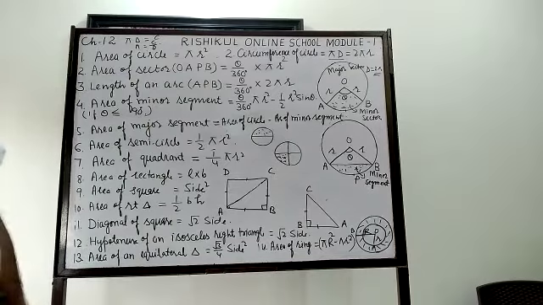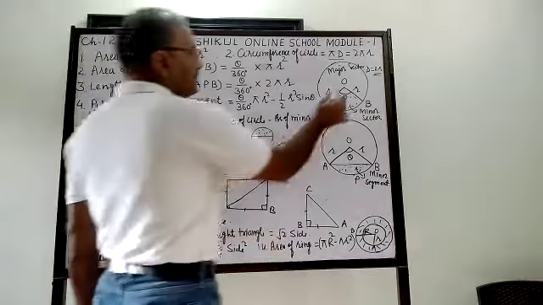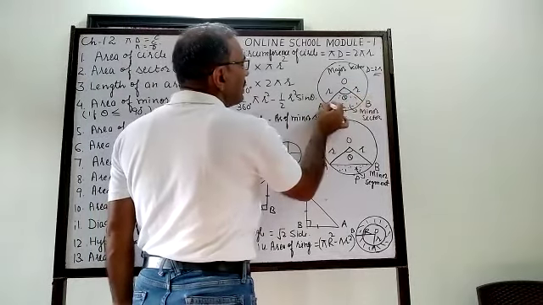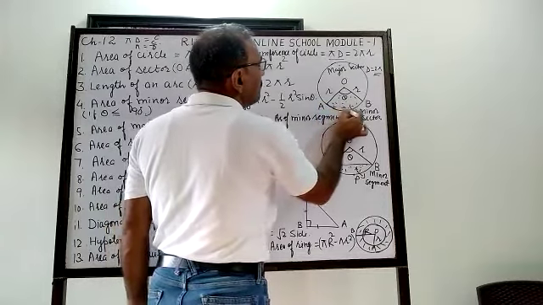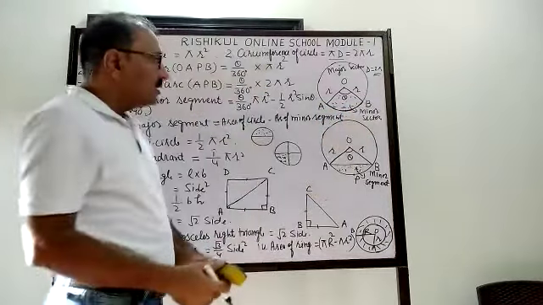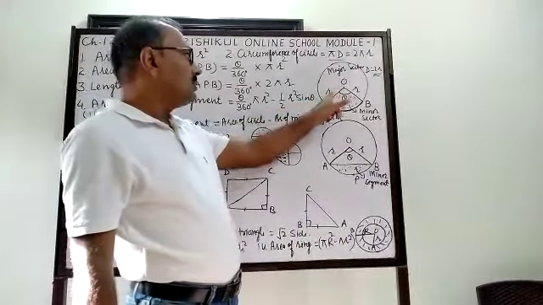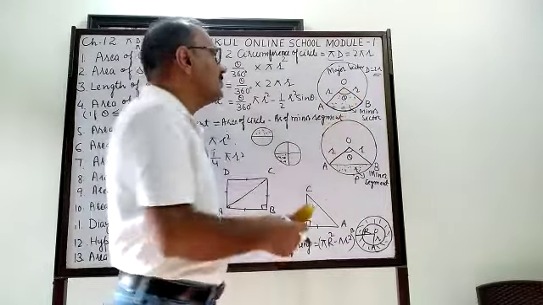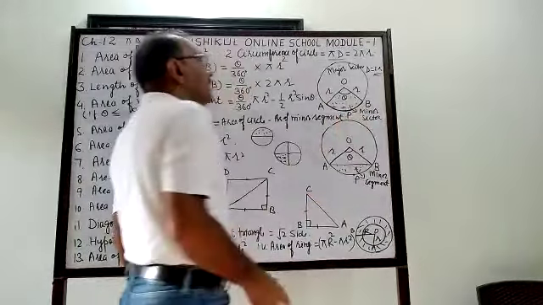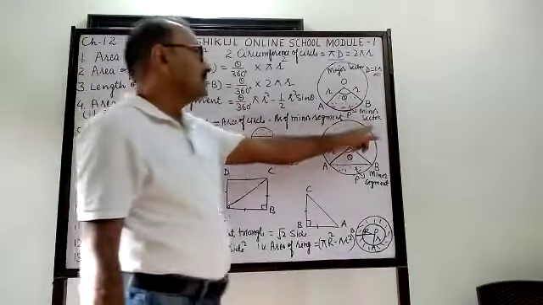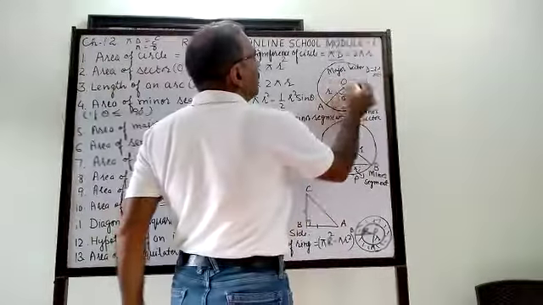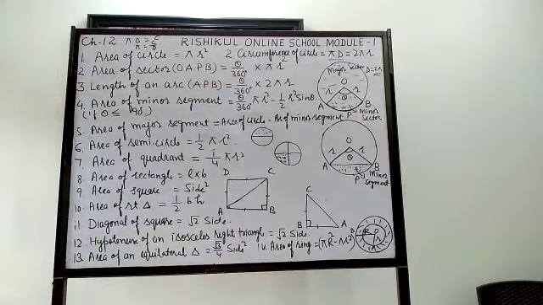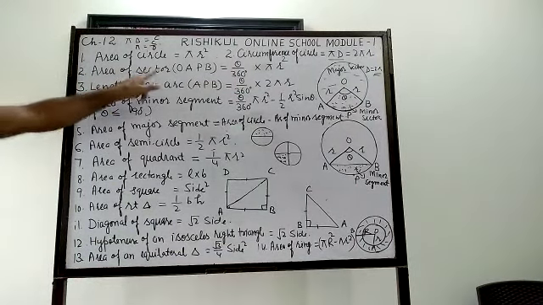Now next one is area of the sector. First of all, what is a sector? The sector is the area bounded by these two radii and this corresponding arc. Arc means this APB, it is an arc. The area bounded by two radii and the corresponding arc, OAPB, is called the minor sector, and this one is called the major sector. Clear?